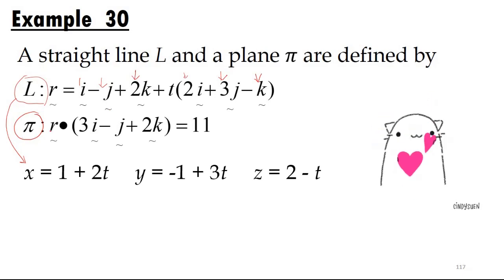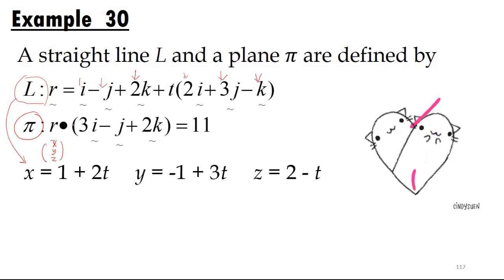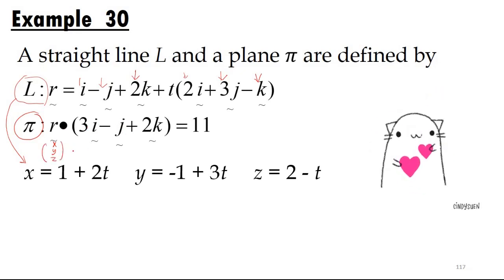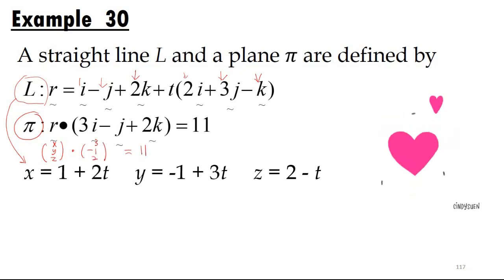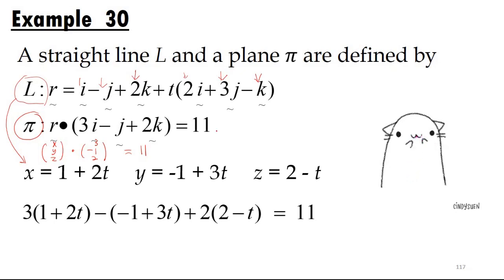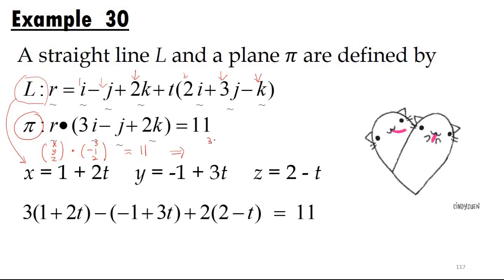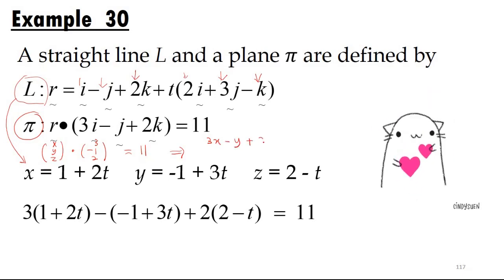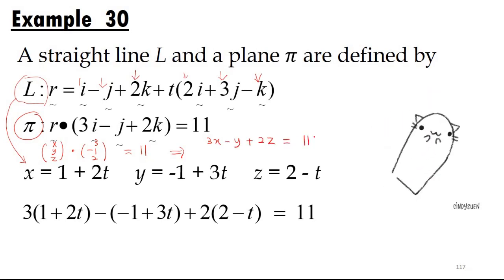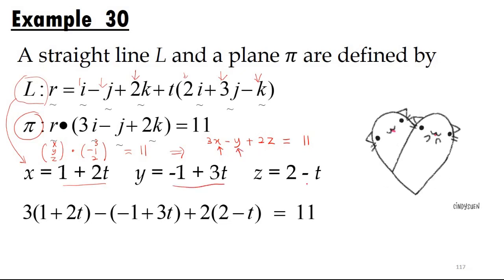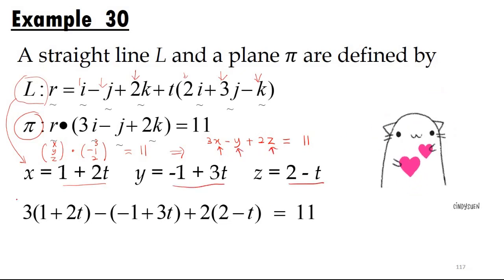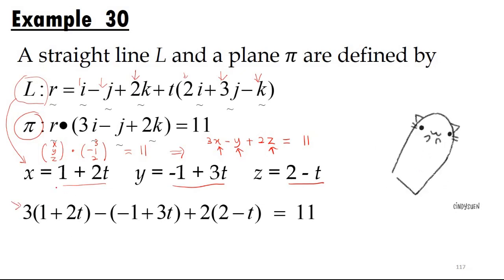And then untuk pi, plane pun kita tukarlah jadi Cartesian. Cartesian means r ni dah jadi x, y, z. Awak dotkan dengan 3, negative 1 and 2. So, nanti kita akan dapat 3x tolak y tambah 2z equal to 11. Okay, ini Cartesian plane. So, lepas tu, x masuk dekat sini. Y masuk dekat sini. Z substitute here. Okay, macam yang inilah. So, you settle for t.